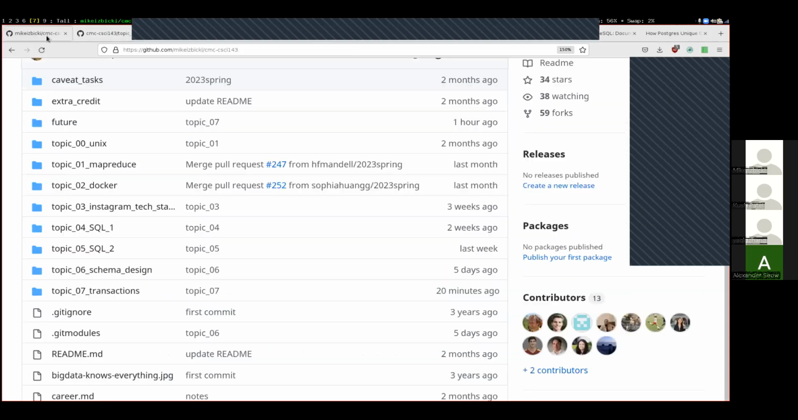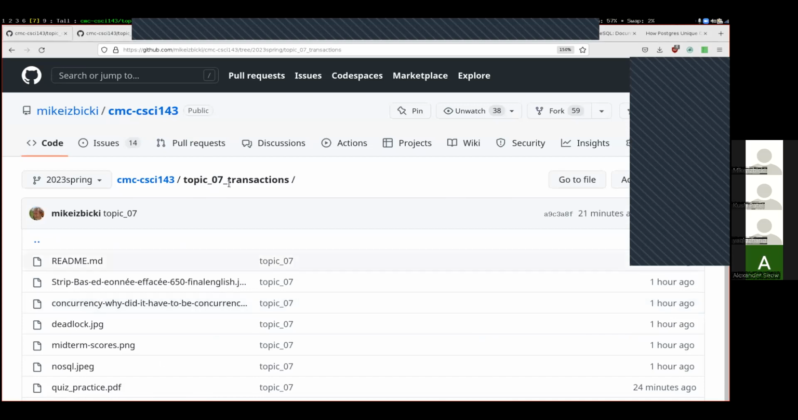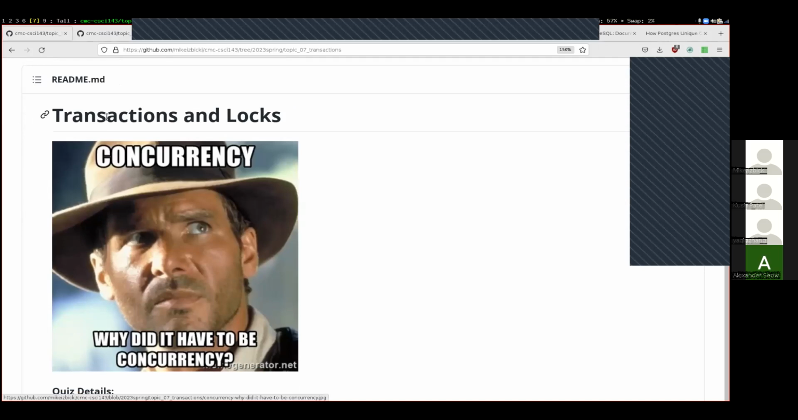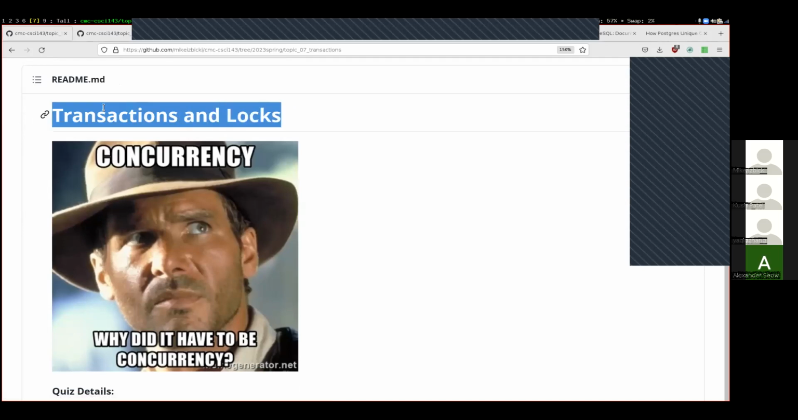Okay, then today in our topic 7 here, transactions. This week we're going to be talking about transactions and locks. And again, we're making this transition away from just having correct SQL to having fast SQL, or more generally, just fast code in general. And how do we do that?